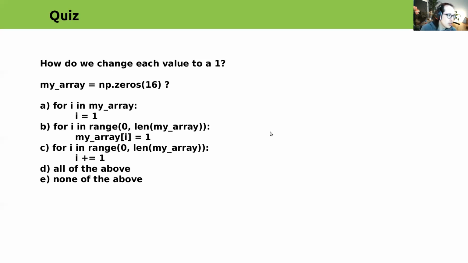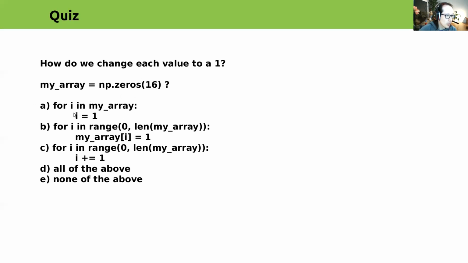How do we change each value to a 1? Here we have my array equals numpy.zeros. So it's a 16 element long array of zeros. And we have 3 for loop related options here. The first is going to loop through the elements in my array. So I will take on the values of this zeros array. On the first round through, it would be a 0. The second round through, it would also be a 0, and so on until it goes to the end. So it'll be 0, 0, 0, 0 the whole way.